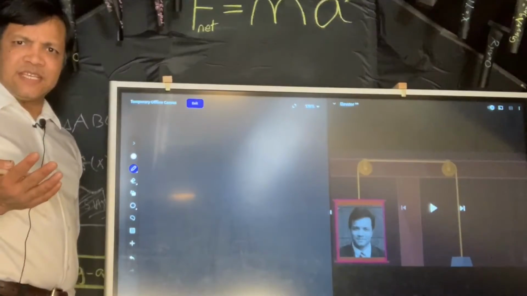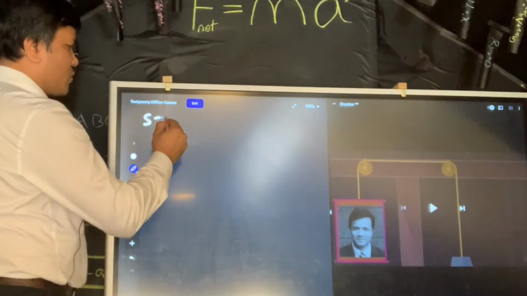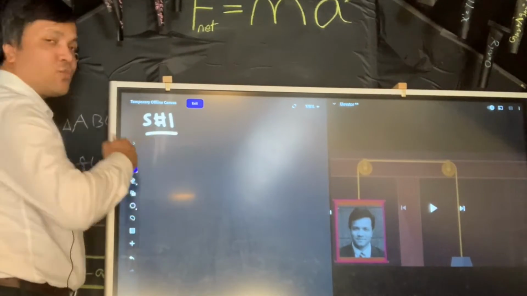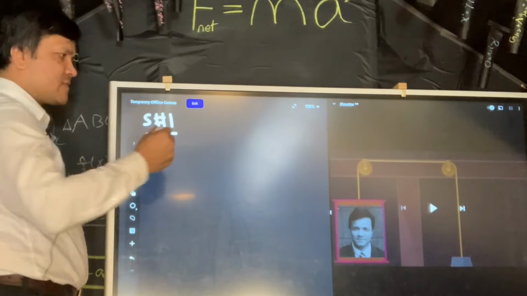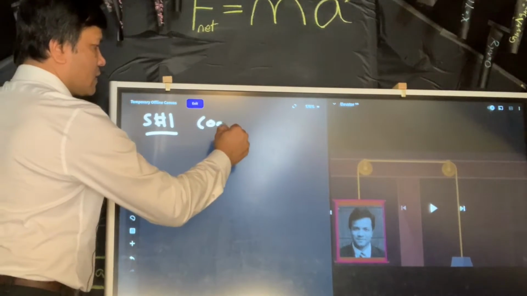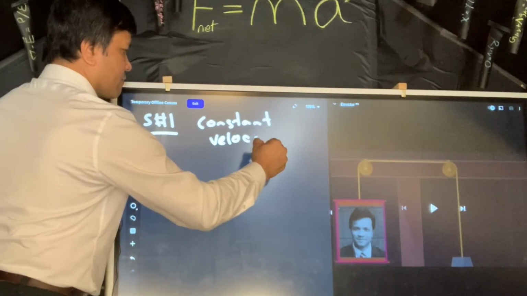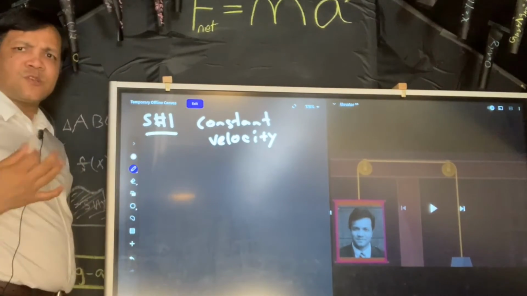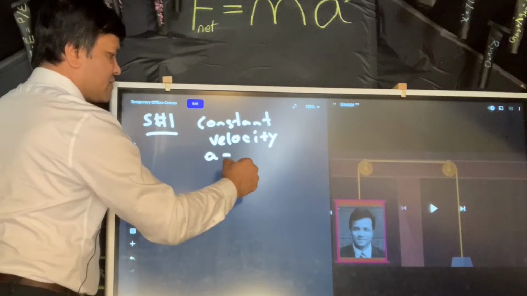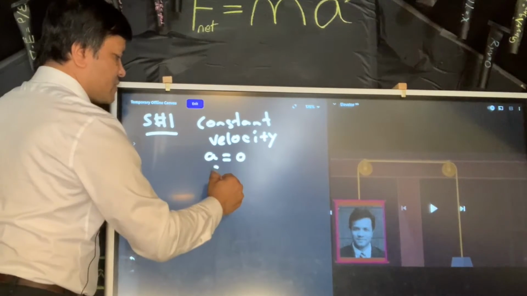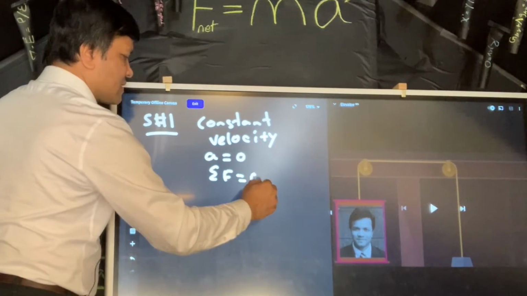Let's talk about scenario number 1. When we talk about scenario number 1, what do we talk about? We talk about the elevator at constant velocity. What does constant velocity mean? Constant velocity means acceleration is 0 and net force is 0. That's what constant velocity means.